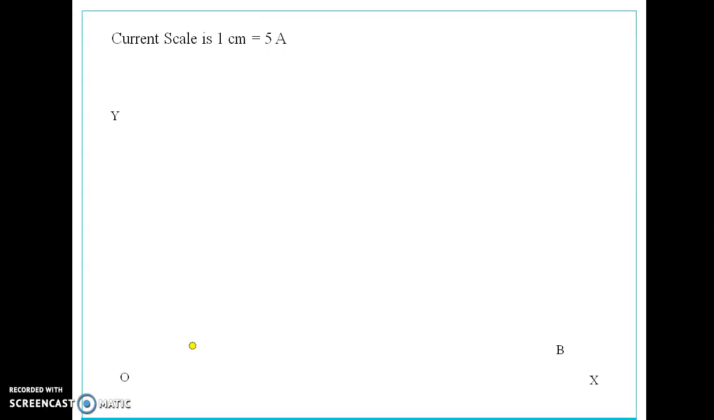So let's start our construction. For that, let's calculate the length of the vector OA, which stands for I0, and OS, which stands for ISN. OA is equal to 9 by 5, which gives 1.8 centimeter, and OS will be equal to 101.3 ampere divided by 5 ampere per centimeter, which gives you 20.26 centimeters.